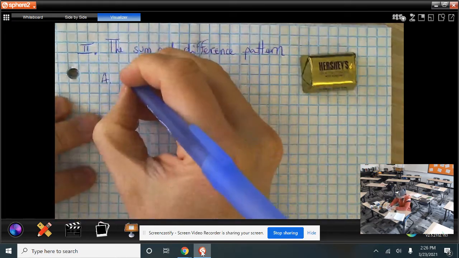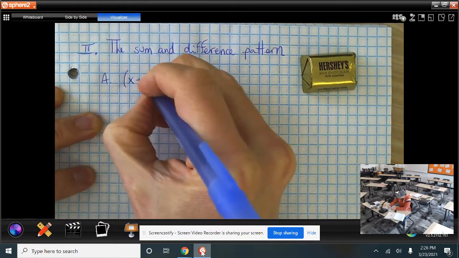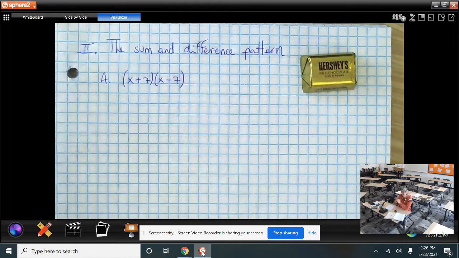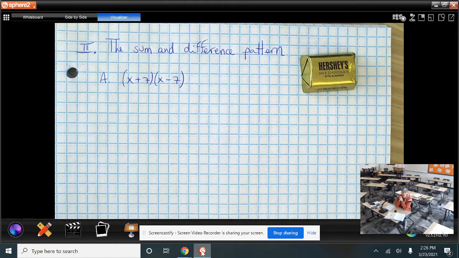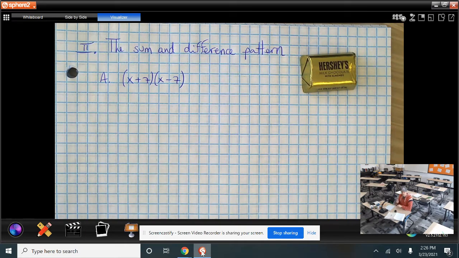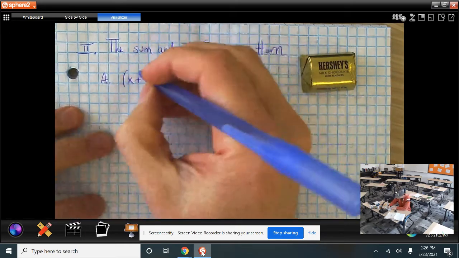So take a look at this. It's called the sum and difference pattern because it's a pattern that is very common when you multiply two binomials where one is a sum and one is a difference, but they have the same terms, like x plus 7 times x minus 7. And what ends up happening is really cool. This is a pattern that most students eventually learn to take the shortcut really quickly. So let's multiply it out and see what happens.